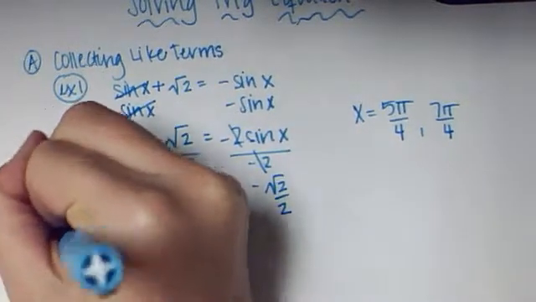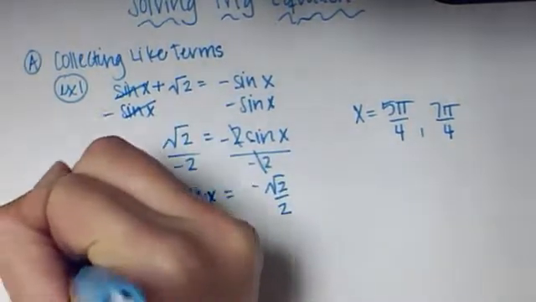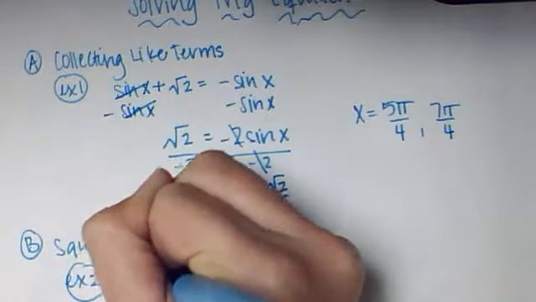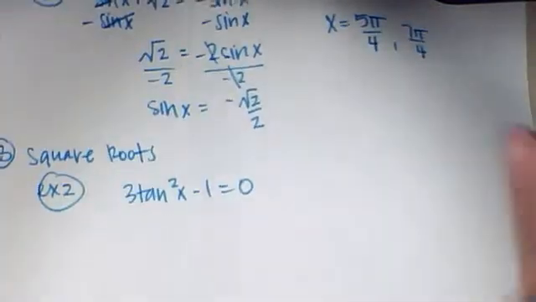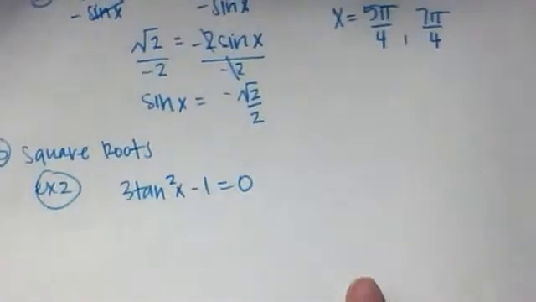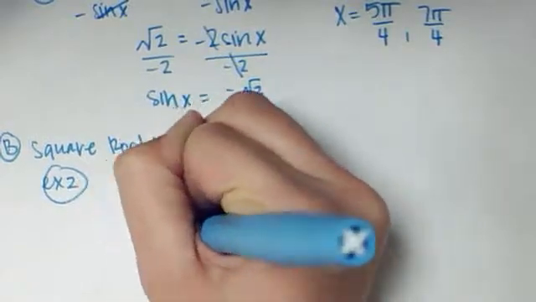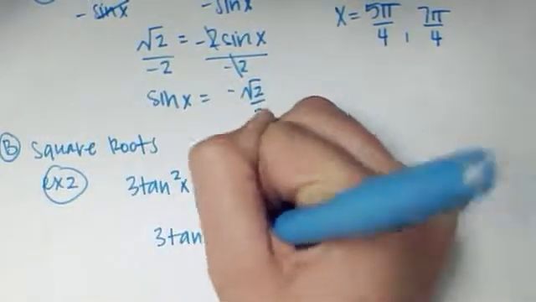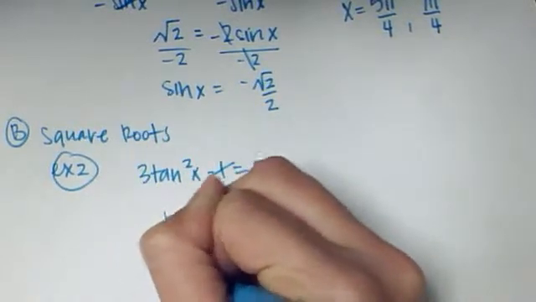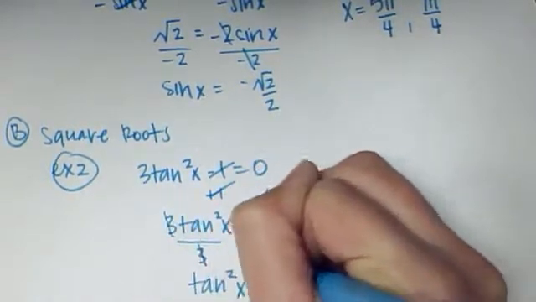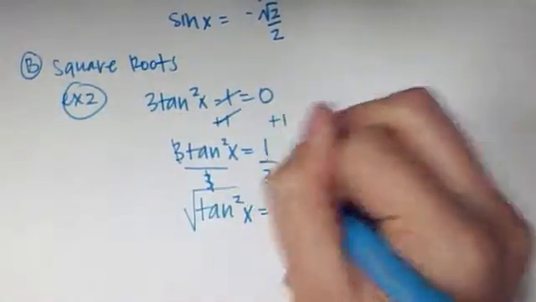Part B, or the second type of thing that we learned, was how to do things that involve square roots. Example number 2 is 3 tangent squared x minus 1 equals 0. And I want to get x by itself eventually. I'm trying to solve for tangent of x, so I'm going to add 1 to both sides. 3 tangent squared of x equals 1. Divide both sides by 3. And the tangent squared of x equals 1/3. To get tangent by itself, I'm going to take the square root of both sides.